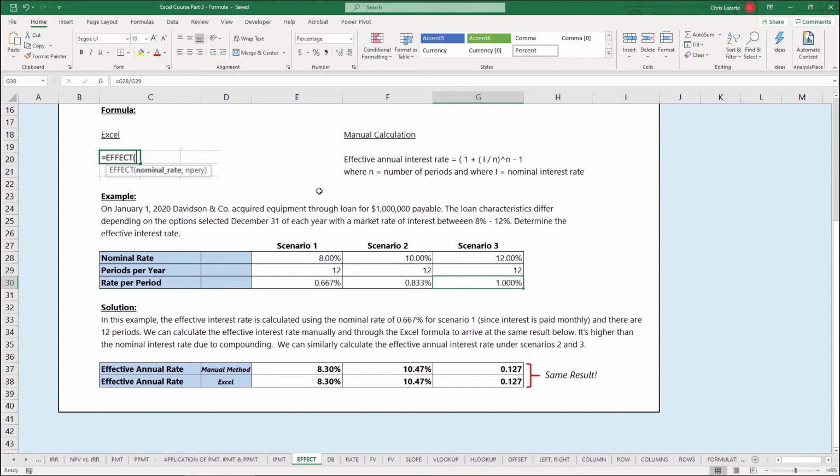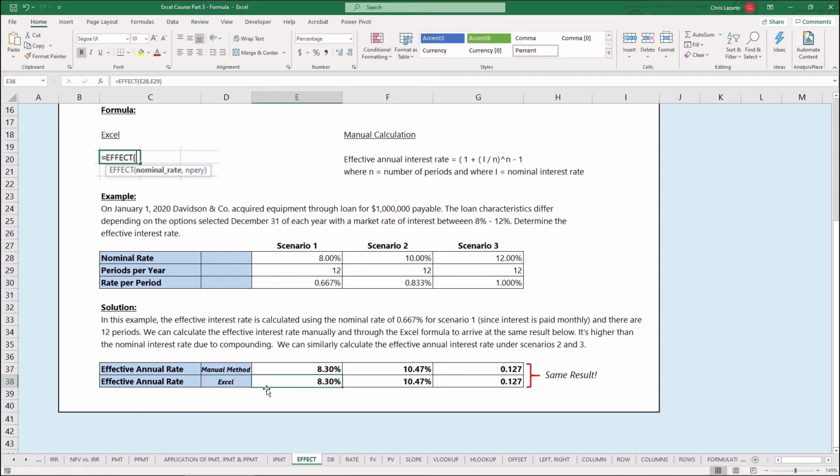In the first example, we know that the nominal interest rate is 0.667% per period. That's the interest rate that's applied 12 times throughout the year. If we want to calculate the effective annual interest, it would be compounding each month. So let's take a look at the formula in the manual method. In cell E37, it's equal to 1 plus, and then we put in the nominal rate of 0.667% for the rate per period, and then we put that to the power of 12 periods and subtract 1.